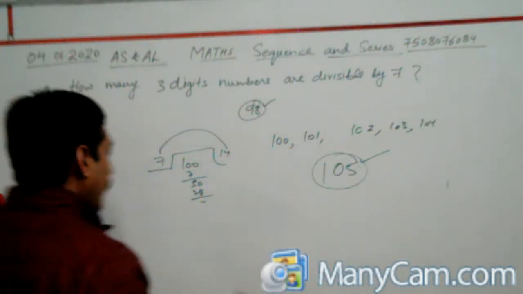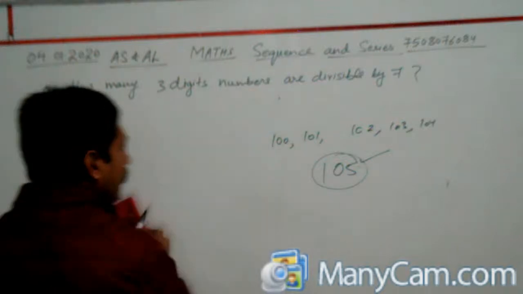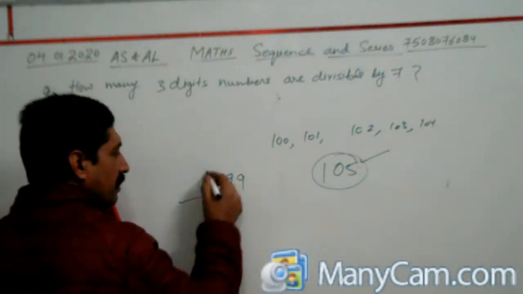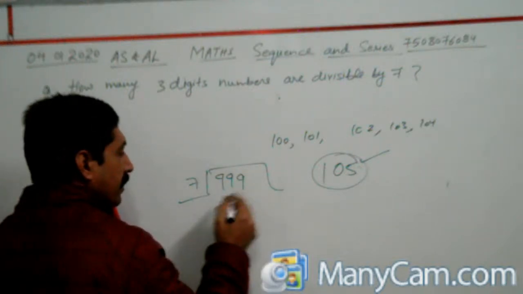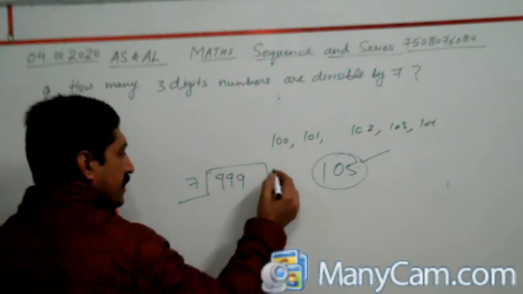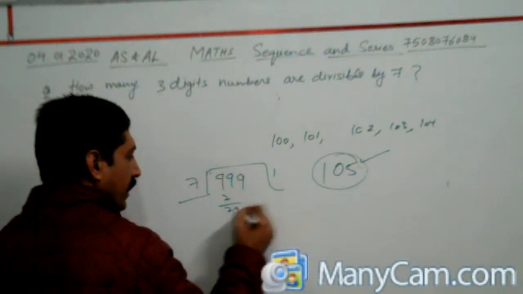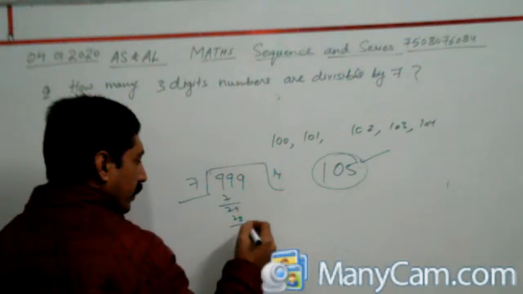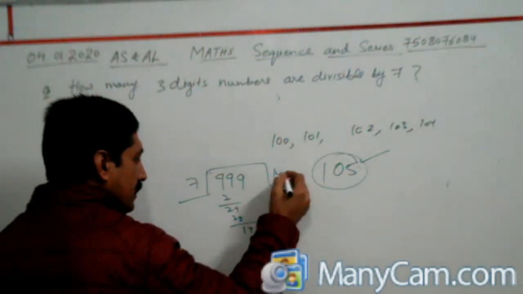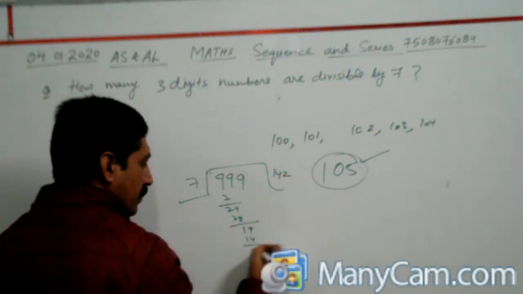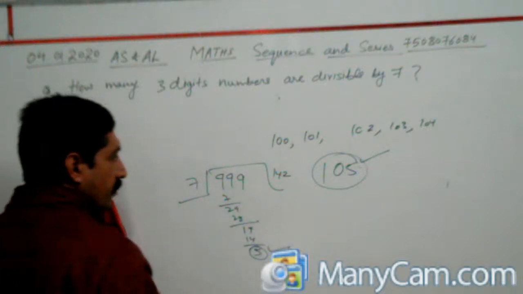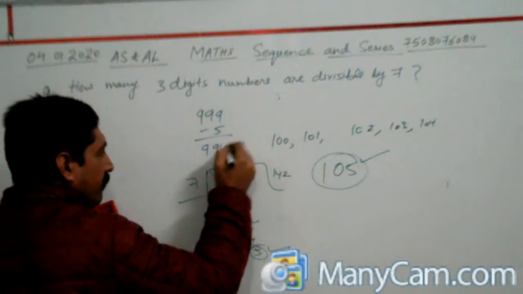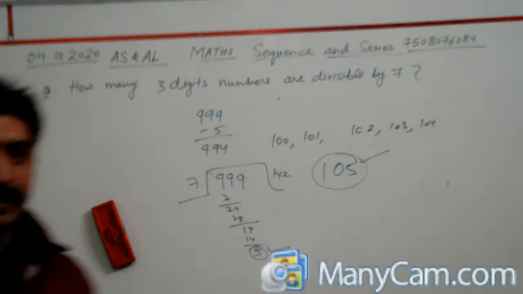So after 98 the number is 105. And after 105 we have the last number, that is 999. 999 is not divisible by 7. So here, 7 ones are 7, 7 fours are 28, and here again we have 19, 7 2s are 14, so we have 5 as a remainder. So 999 minus 5, the number is 994. So here we will find the value of n.